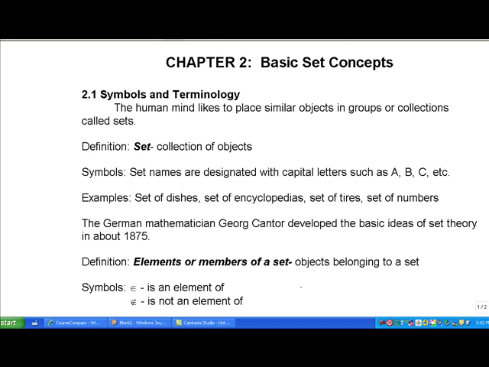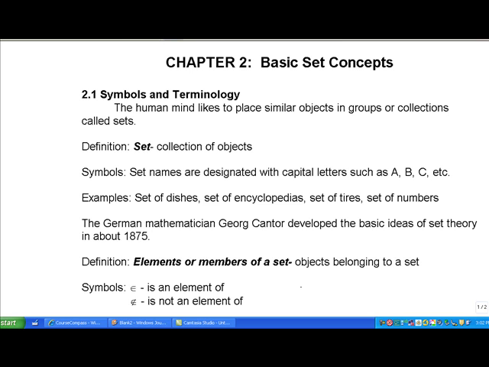Today we're taking a look at Chapter 2, and we will be beginning with Section 2.1. In this chapter, we're looking at basic set concepts, and in 2.1, we're taking a look at some symbols and terminology that we will be using throughout the chapter.